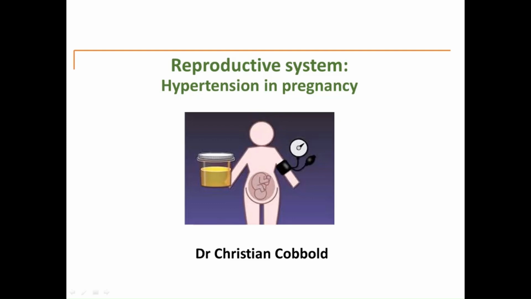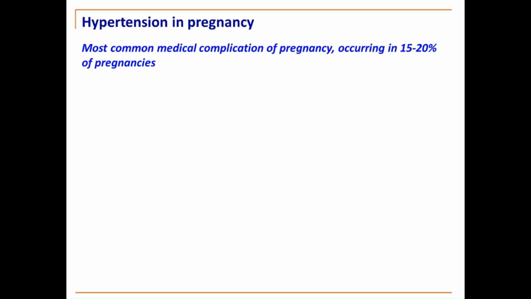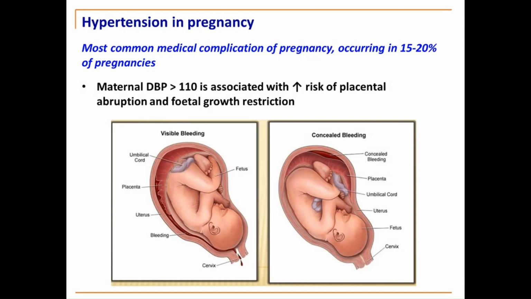In this session on the reproductive system, we're going to focus on hypertension in pregnancy. Now, hypertension is the most common medical complication of pregnancy. It happens in around 15 to 20% of all pregnancies. And it's where the maternal diastolic blood pressure is greater than 110; this is associated with an increased risk of placental abruption and therefore fetal growth restriction.